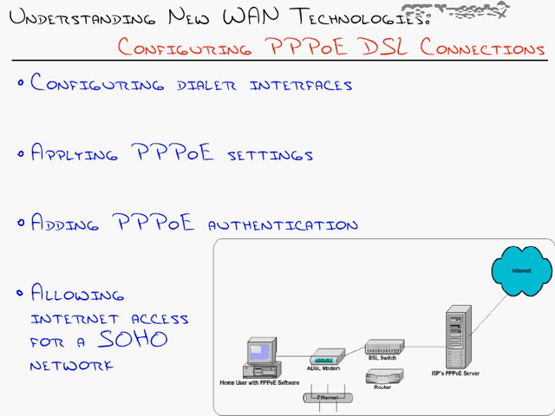The dialer interface, applying the PPP over Ethernet settings to the physical interface, adding in the authentication, in this case PAP authentication to the ISP, and then finally setting up the NAT and static routing to allow the office to communicate to the internet.